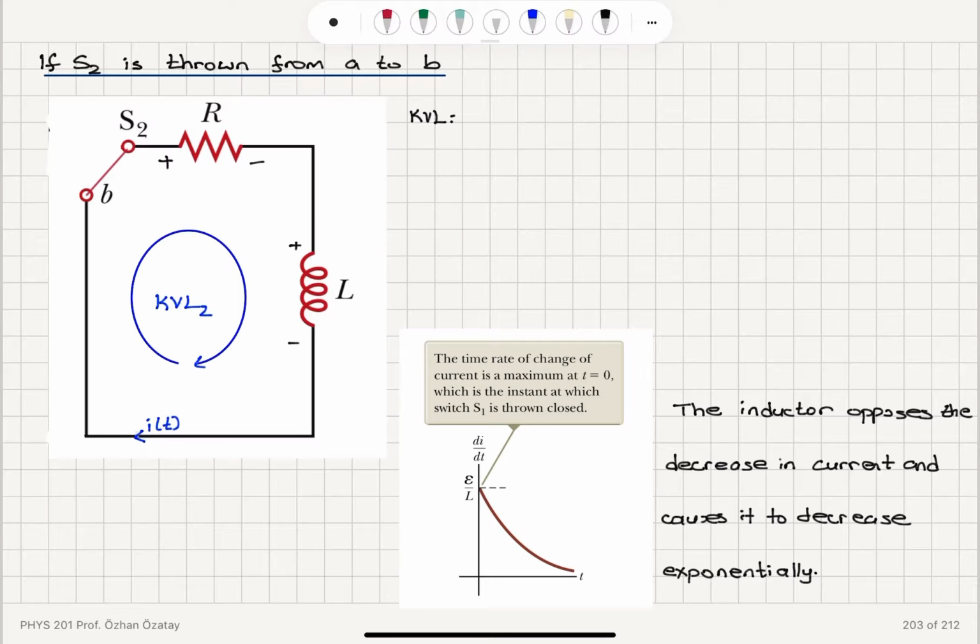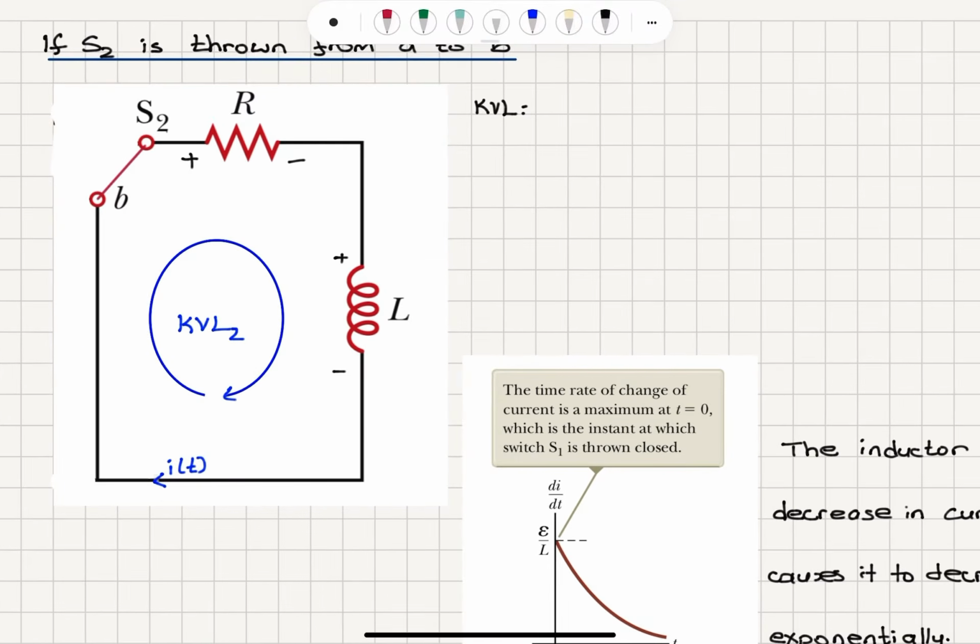So if we write Kirchhoff's voltage law for the second loop here, if we define our current flow direction convention to be clockwise, since current flows in the direction of voltage drop, we have plus and minus terminals on the resistor in this direction and on the inductor in this direction.